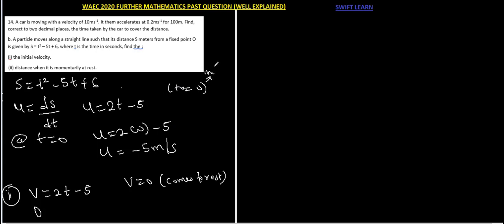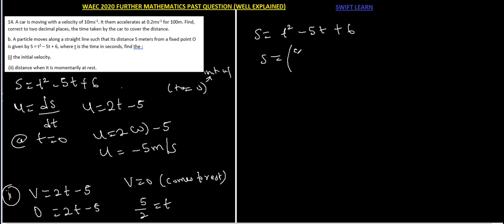That's for initial. So are you learning something here already? So v equals 2t minus 5. When you take it to the other side, 5 divided by 2 equals t. So to get my distance, you just input all the values. Remember that s is equal to t² minus 5t plus 6. So s here means (5/2)² minus 5(5/2) plus 6.